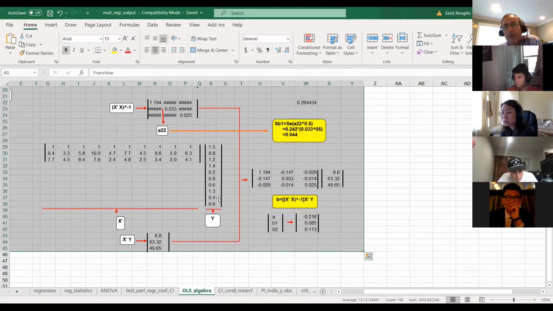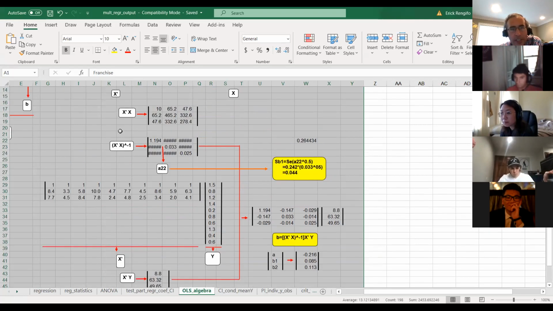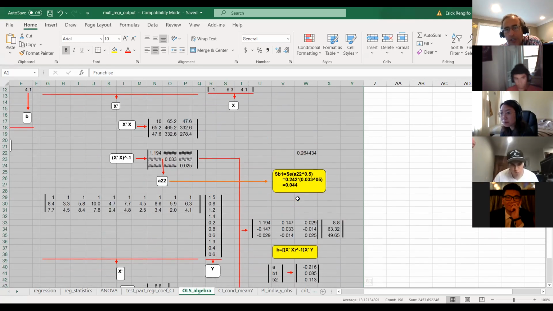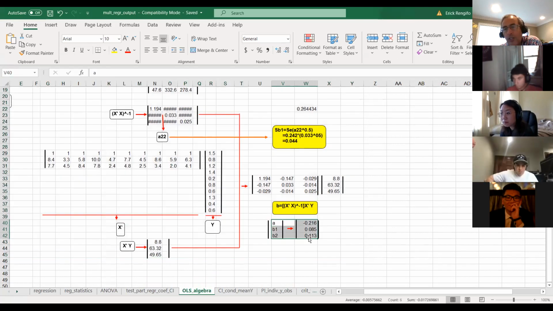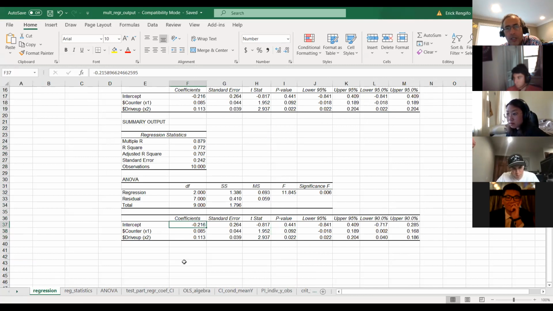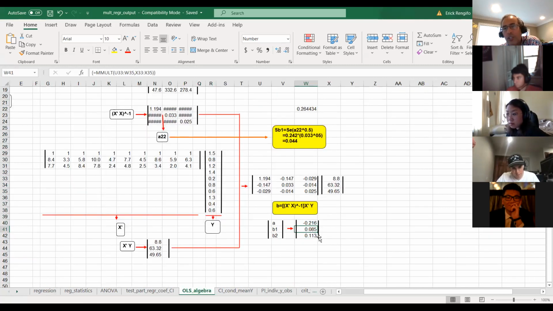Remember, we have the x prime y. My formula was (x prime x) to the minus 1 times x prime y. Do you remember? Remember the formula that I wrote for you? If you do all the steps here, all the steps are described here, then you arrive exactly at our results. Take a look. The first element is going to be my a, 0.216. Remember that? This is what we got here. Then you have your 0.085, then you have your 0.113. It's just to show you how the linear algebra works. Works beautifully. Of course, it must work. Got it?